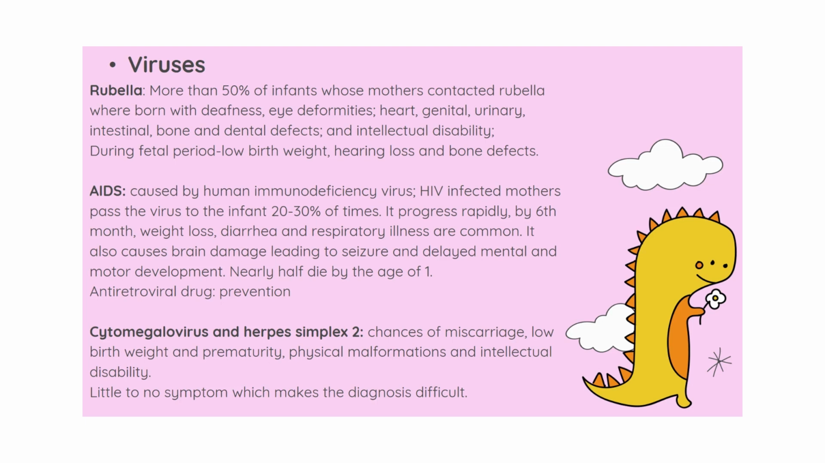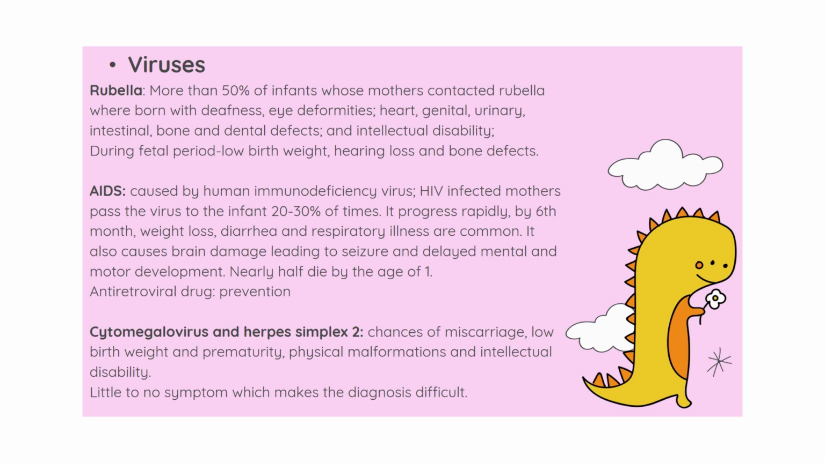meant that almost 50% of the infants were born with deafness, eye deformities, and heart, genital, urinary, intestinal, bone, and dental defects. It also caused intellectual disability in the child born. If the mother contracted rubella during the fetal period, it led to low birth weight, hearing loss, and bone defects in the infant. The second most common viral infection was AIDS, caused by human immunodeficiency virus.